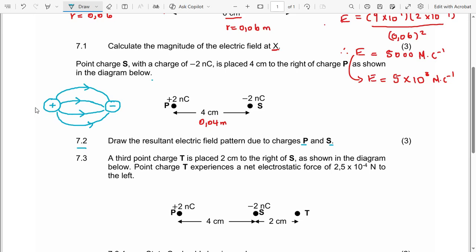So we are saying that they are coming out of positive and going inside towards negative, you see, towards negative. Okay, so one last thing that I need to highlight on this question, which is also important, is that the field line must not touch the charges.